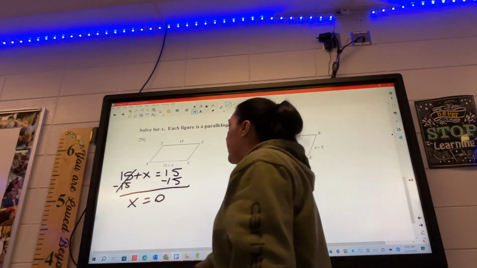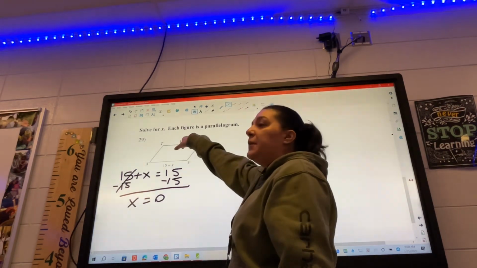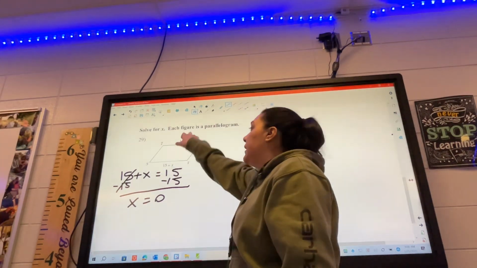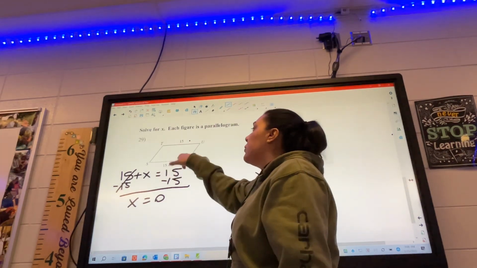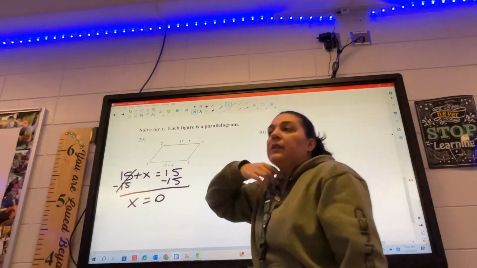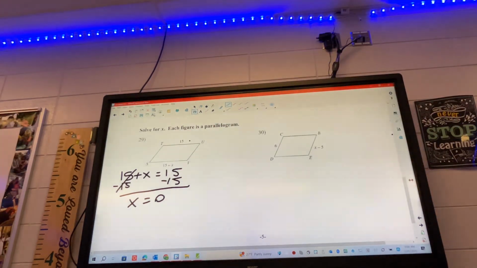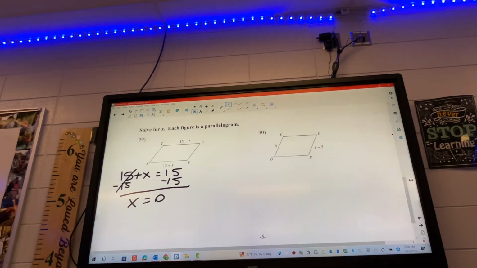Now, if you were to think about this, if you know that the top is 15, what do you know that the bottom has to be? 15. Okay, 15 plus what would give me 15? 0. Okay, so you can kind of do it a shorthand way if you can figure it out. Okay, but you better be dang sure that your number is correct.